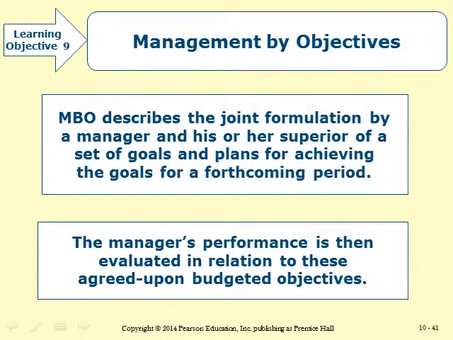So now we're going to talk about this idea of management by objectives, which describes the joint formulation by managers and their superiors of a set of goals and plans for achieving the goals for a forthcoming period. For our purposes here, the terms goals and objectives are synonymous. The plans often take the form of a responsibility accounting budget, together with supplementary goals such as levels of management training and safety that managers may not incorporate into the accounting budget. The company then evaluates a manager's performance in relation to these agreed-on budgeted objectives. It is important that managers' expectations be consistent with those of their superiors.